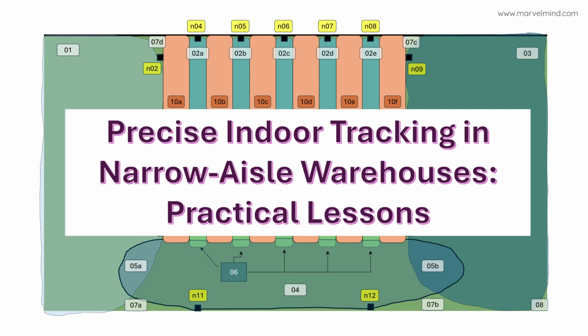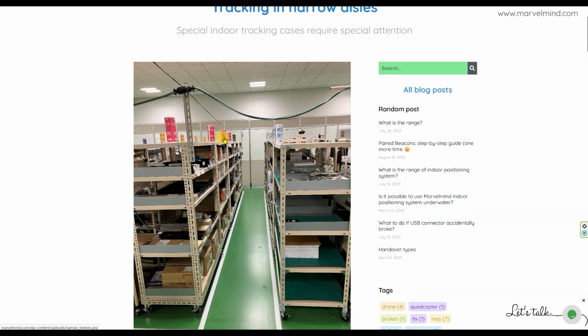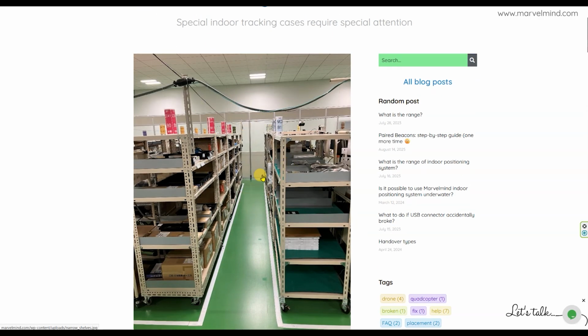Let's discuss today tracking in some special cases. For example, in narrow aisles. So this photo we received today from the customer, and the customer asks us how to track in such a pretty complex area. And yes, the answer is not simple at all, because what is the problem? The problem is that this is very narrow and this is very long.